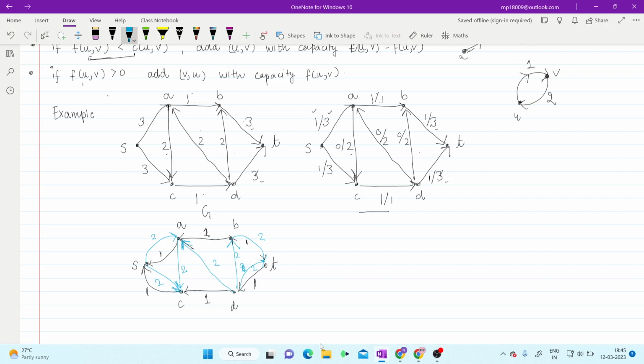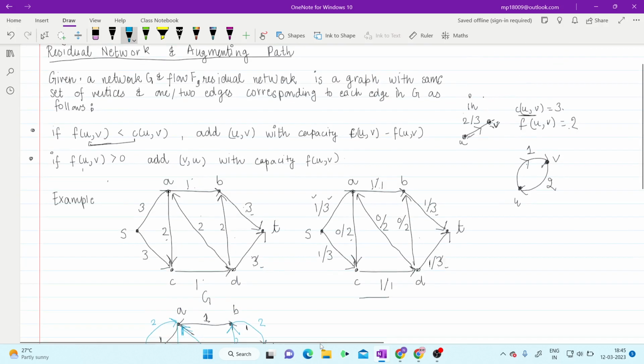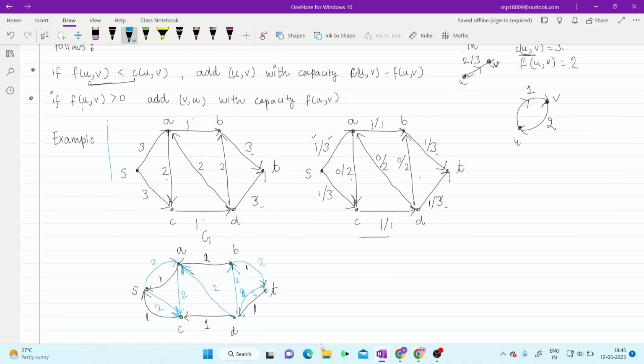So residual, so basically you are given this network G. This is my network G, and this is my flow. The first value is the flow value, and the second value is the capacity value. This is the notation. Now if you have to draw the residual flow, what do you do?